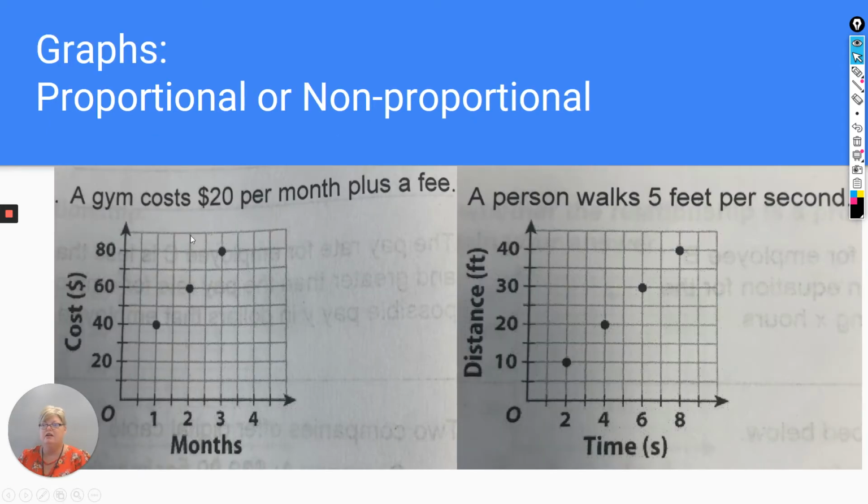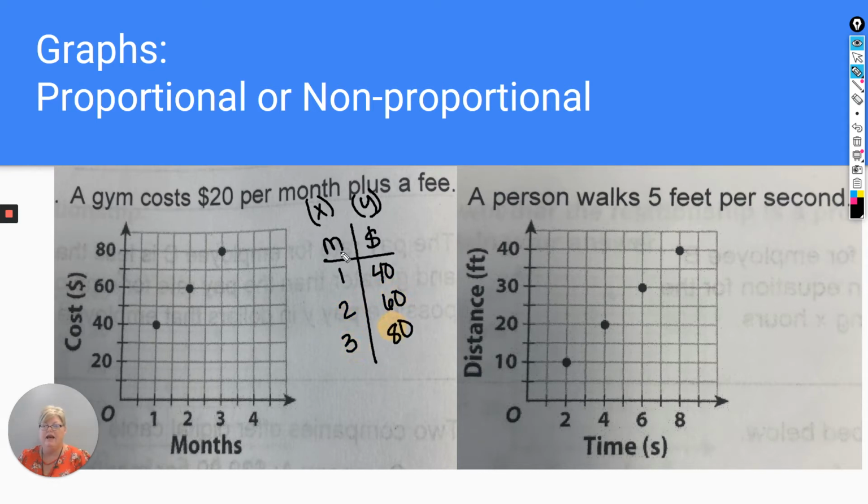Okay, so let's look. I have two graphs here that are on coordinate planes, and I'm going to go ahead and create a chart so we can look at the chart as well. So months, that would be my X, and my Y would be the cost. And so on the first month, it is $40. On the second month, it's $60. And on the third month, it is $80.